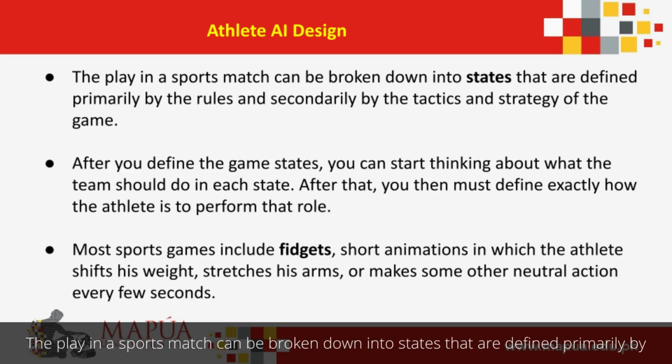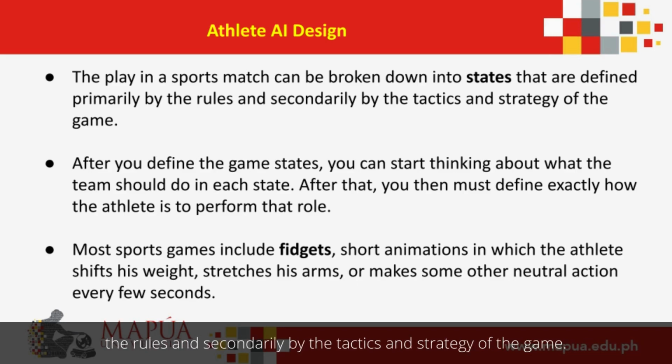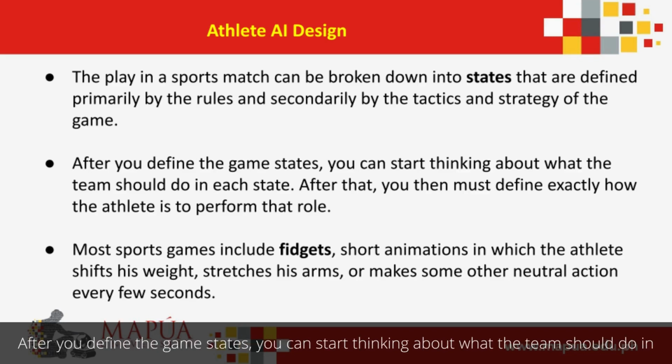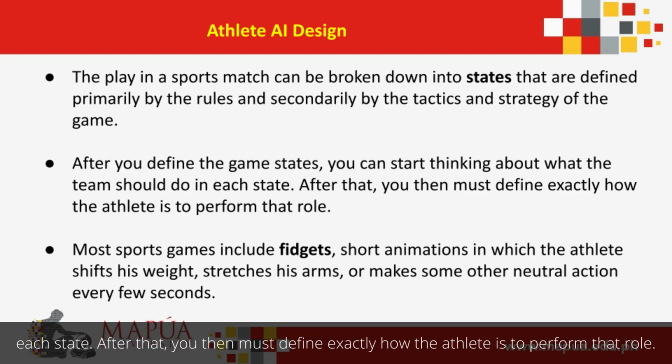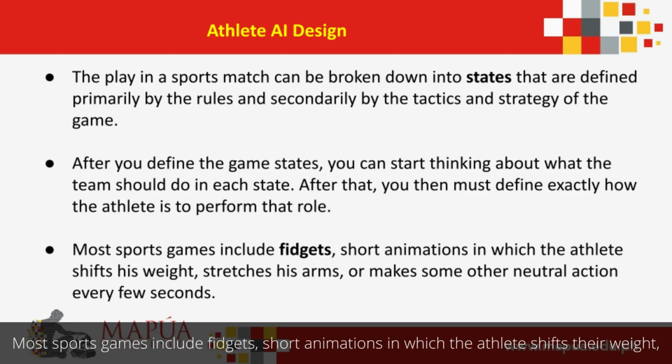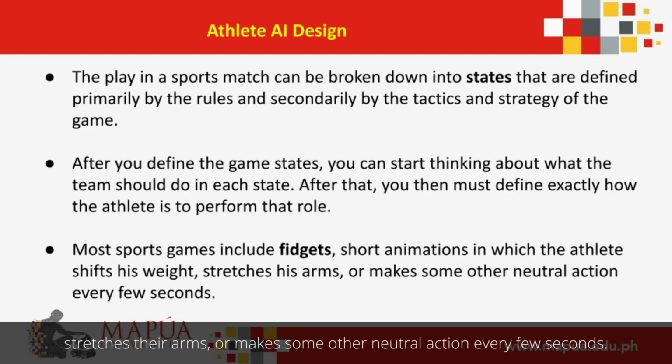The play in a sports match can be broken down into states that are defined primarily by the rules and secondarily by the tactics and strategy of the game. After you define the game states, you can start thinking about what the team should do in each state. After that, you then must define exactly how the athlete is to perform that role. Most sports games include fidgets, short animations in which the athlete shifts their weight, stretches their arms, or makes some other neutral action every few seconds.